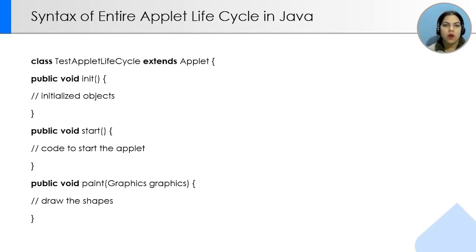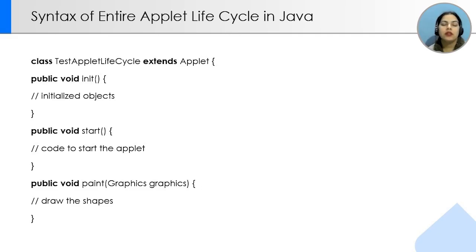Now there is a syntax of the entire life cycle of an applet. The very first thing to keep in mind is that there is no need to create the applet class because the applet class is already created. For that, we use the extend keyword. For example, in this program, we have used a class named test applet lifecycle, which is extending the already created class, which is applet. As test applet lifecycle has extended the applet class, by default, all the methods of the lifecycle of an applet are now accessible by it.